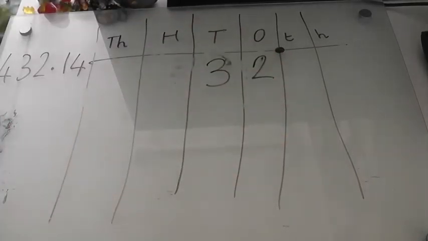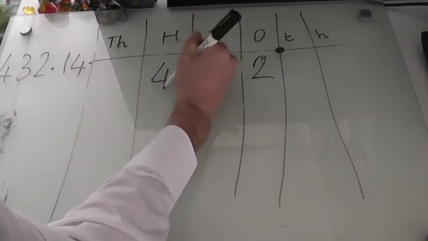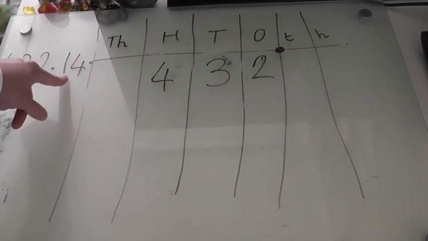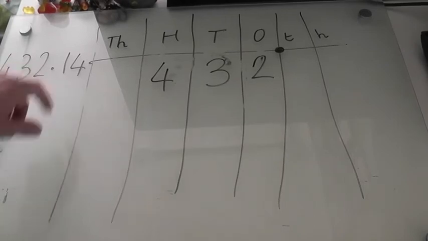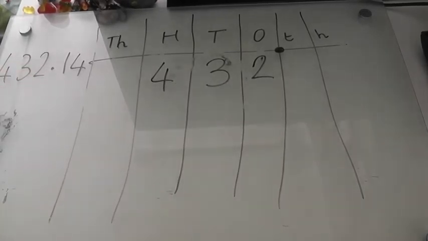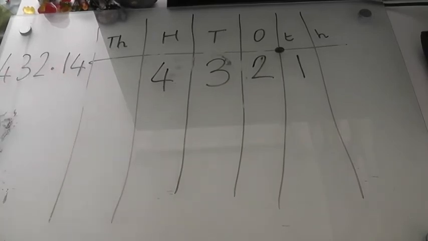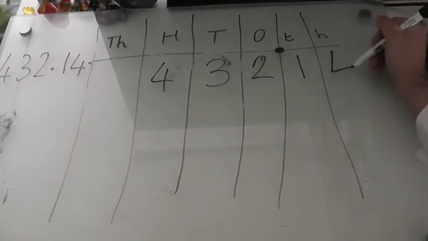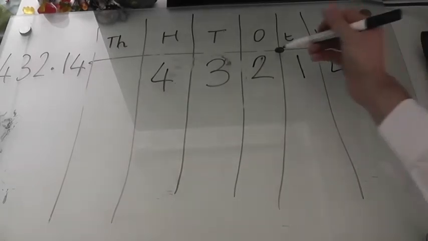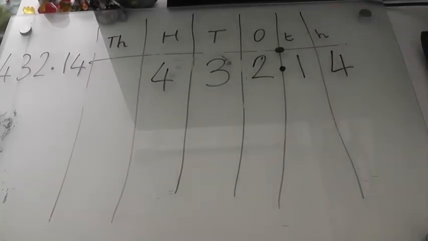We've got 4 in the hundred column. So we've got 400. Now, in the tenths column, we've got 1. We've got 1 tenths. So we put 1 in the tenths column. And then 4 in the hundredths column. So we put 4 in the hundredths column. Don't forget our decimal point.